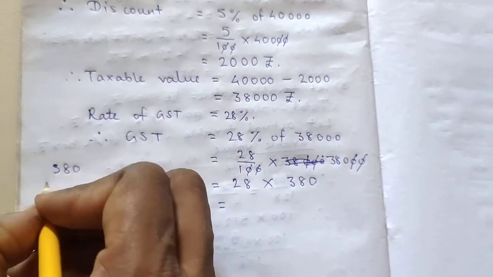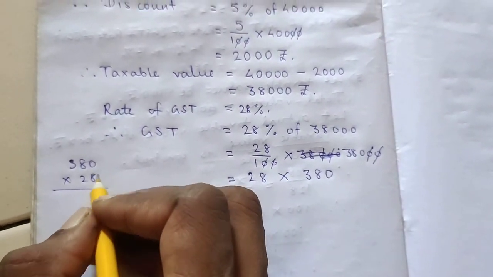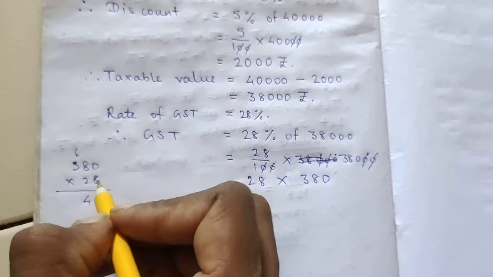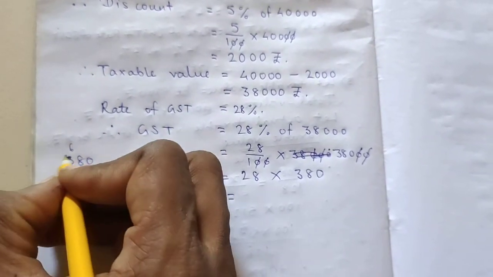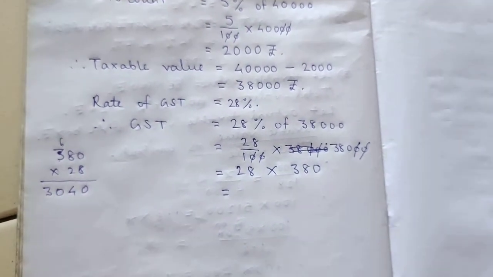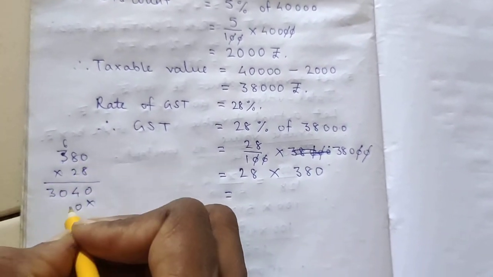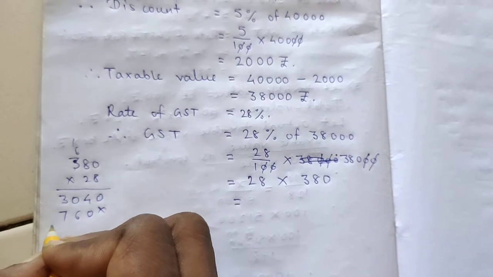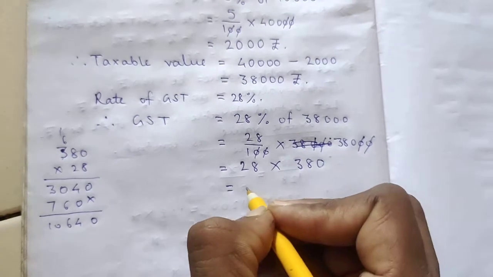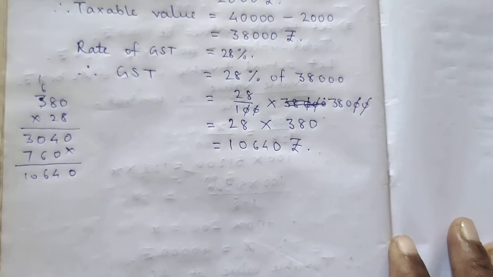That is 380 into 28. This is rough work, you will do it in rough. Now I am showing this, so I am doing it here. 8 0s are 0, 8 8s are 64, 6 carry, 8 3s are 24, plus 6 gives us 30. Okay, now multiply it by 2. 2 0s are 0, 2 8s are 16, 1 carry, 2 3s are 6, plus 1 is 7. Add it, and you will get 10,640 rupees is your GST.